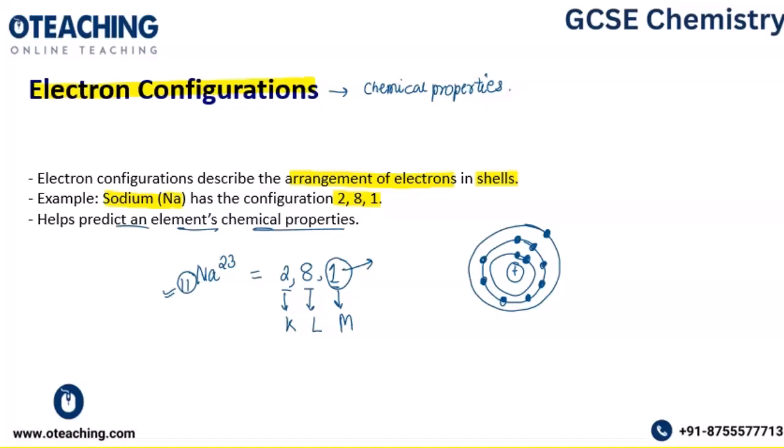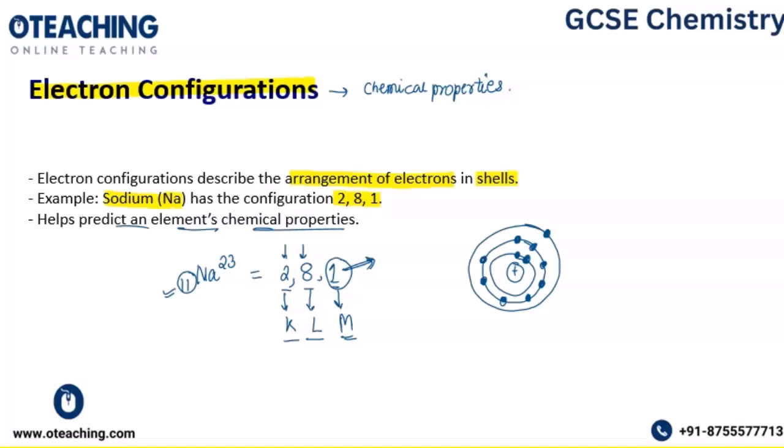Why did I say this one only and why not 2 and 8? Because 2 and 8, these shells, K and L shells, are completely filled. But the M shell has one extra electron. What is noble gas configuration? Completely filled orbitals configuration. So in order to obtain the complete noble gas configuration, we need to remove this one extra electron. How this electron will combine with different elements would determine the chemical properties of sodium.